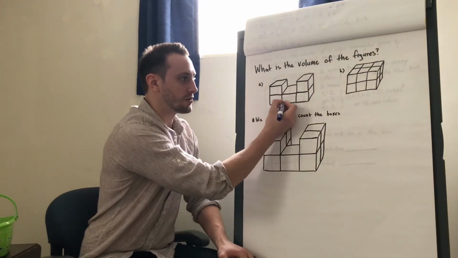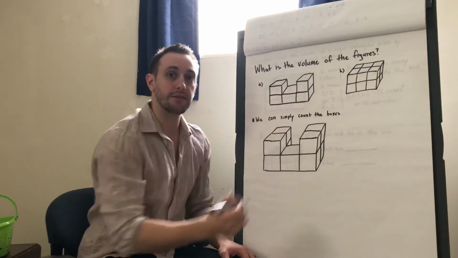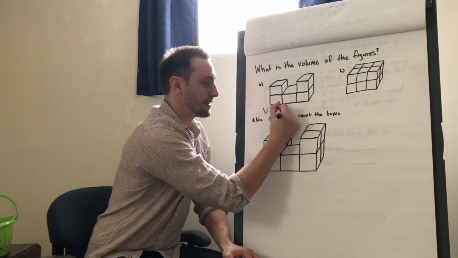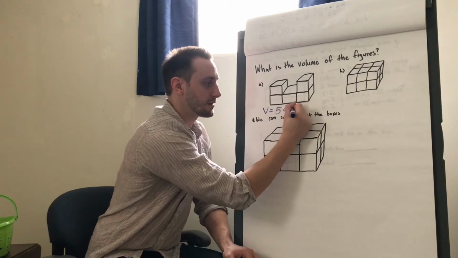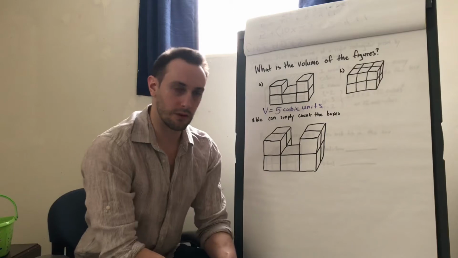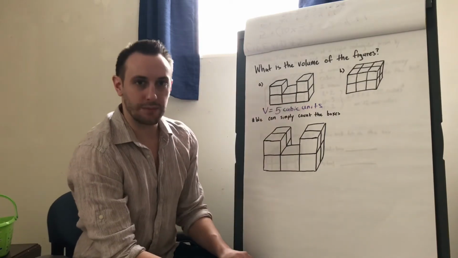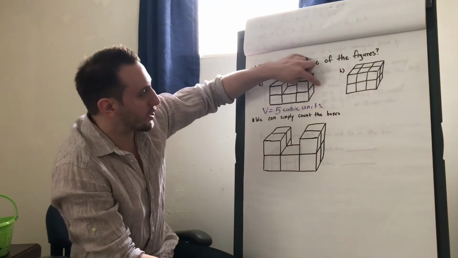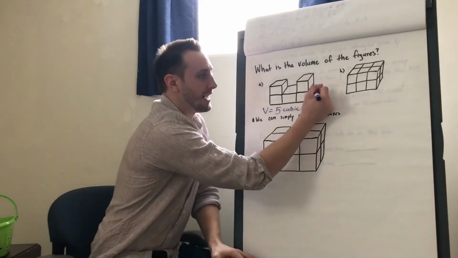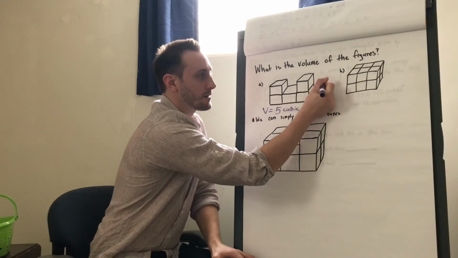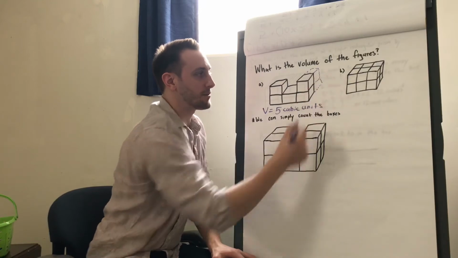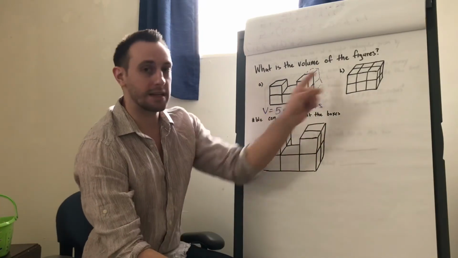I have 1, 2, 3, 4, 5. Simple enough. So the volume to this is going to be 5 cubic units. Okay. The reason why this is simple is because there's no boxes that go back any further. It's really just one. So, in other words, if there was another box here, it would make it slightly more complicated, but we don't have to worry about that until we get to the next one.